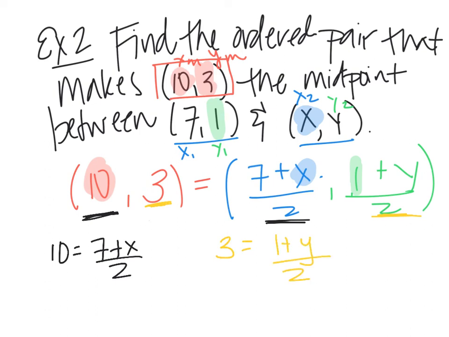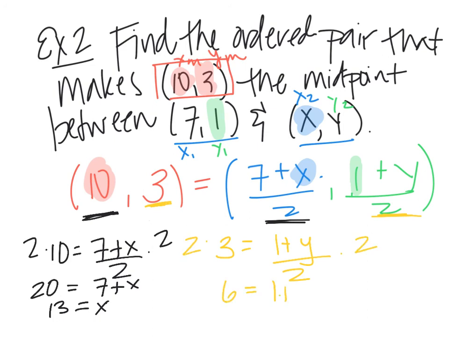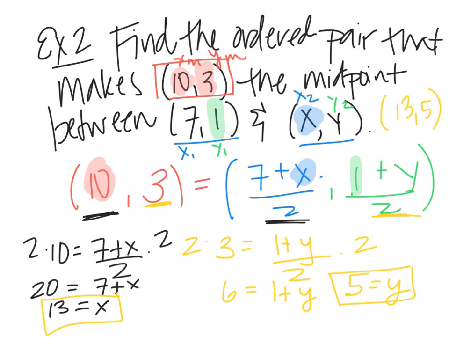To solve each of these, the first thing we do is multiply by 2 on either side. I get 20 is equal to 7 plus x, subtract 7, and I get 13 is equal to x. And then for the y equation, we do the same thing: multiply by 2, so 6 is equal to 1 plus y, subtract 1, and I get that 5 is equal to y. So the point that makes (10, 3) the midpoint is (13, 5). So back over here, that x and y would become 13, 5.